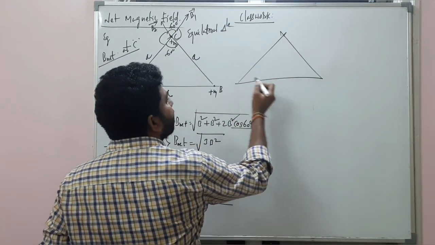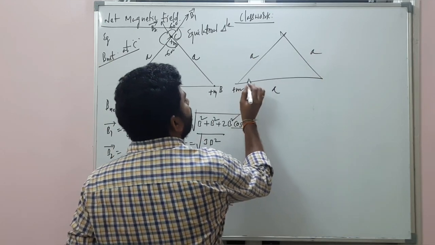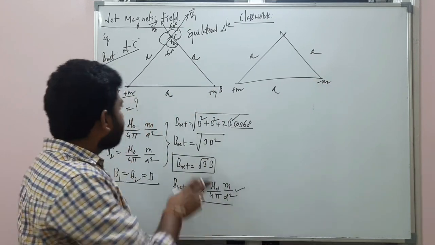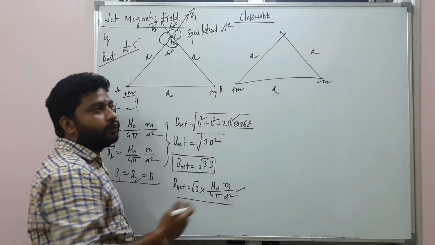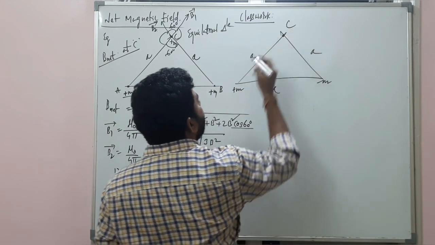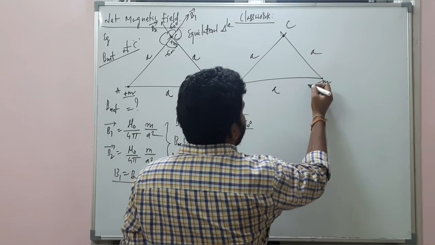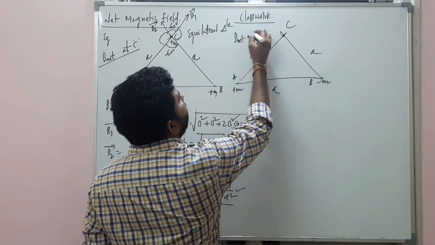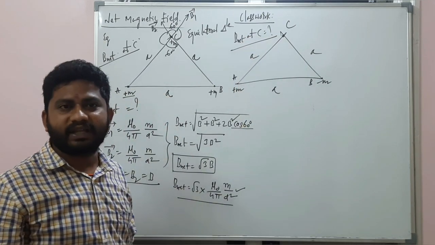Same equilateral triangle. Here a north pole, here a south pole is considered. That's it. Here two like poles, here two unlike poles. And what is the net magnetic field at point C? That's the question. Immediately send me the answer.